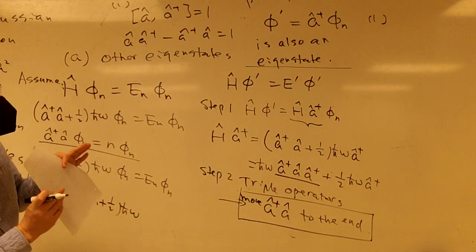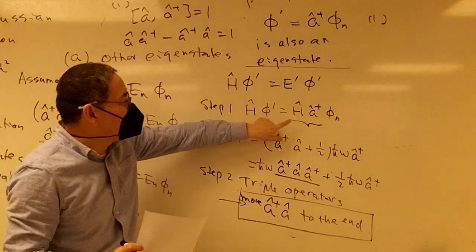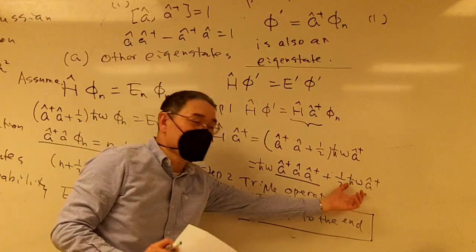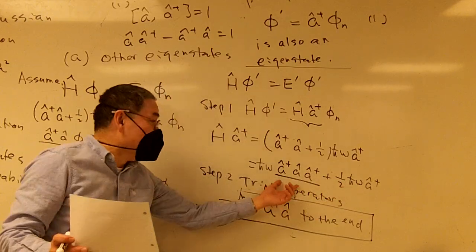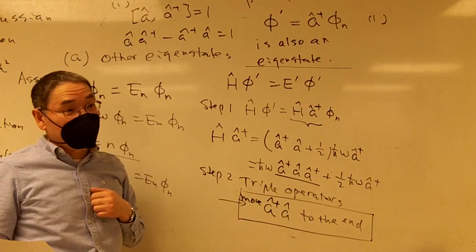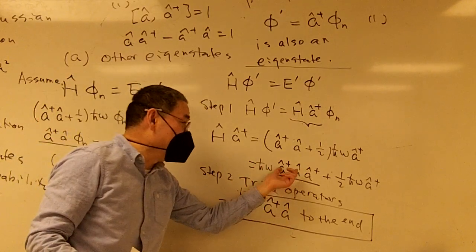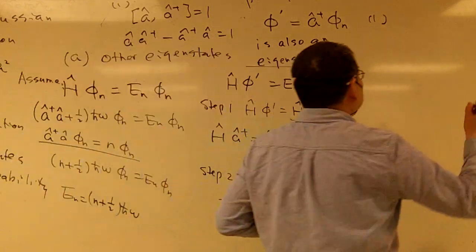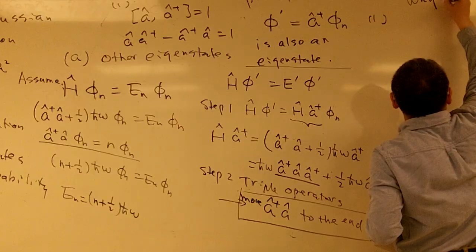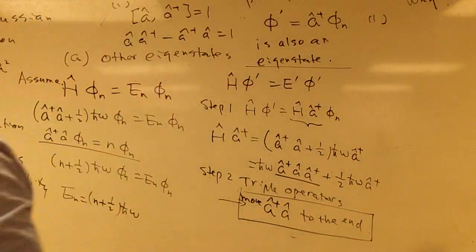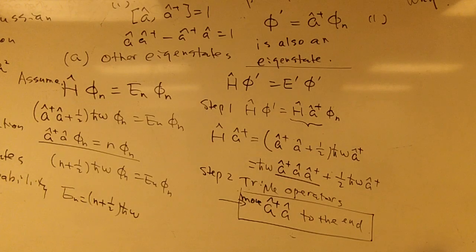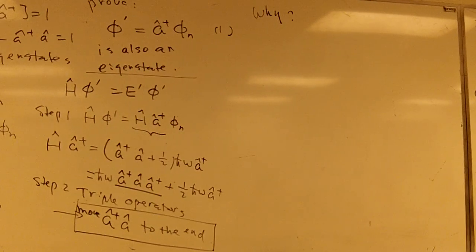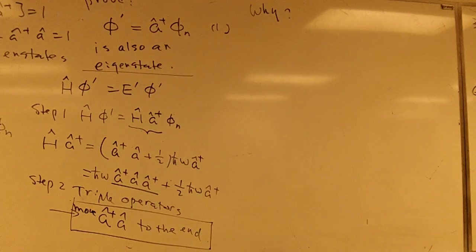Okay, so let me summarize what we did. In the first step, we just plugged in the Hamiltonian operator and got this expression. We have two terms involved. The second term is settled; there's nothing you can do with it. The first term is not in good shape. So our job is to move a dagger a to the very end. That's always the case. Question: why? Why do we want to move a dagger a to the very end? What is the reason? Why do we do that?